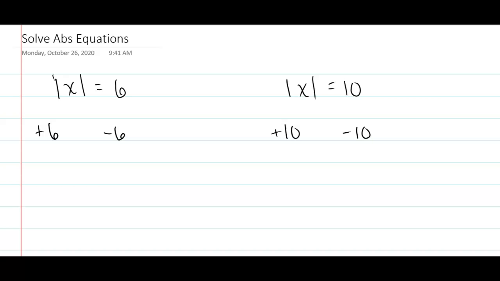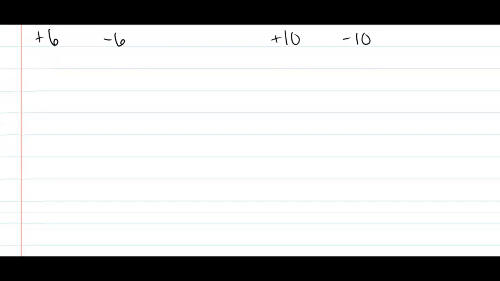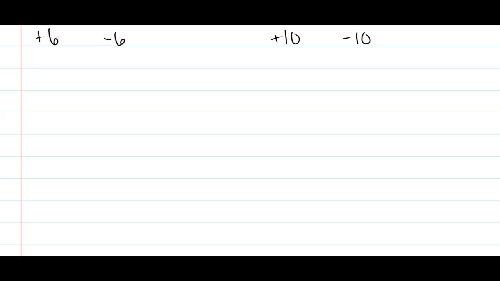So when we solve absolute value equations, we're going to have to come up with two separate equations, one where it gives us a positive value and the other where it gives us the negative value. So here are the steps to solving absolute value.